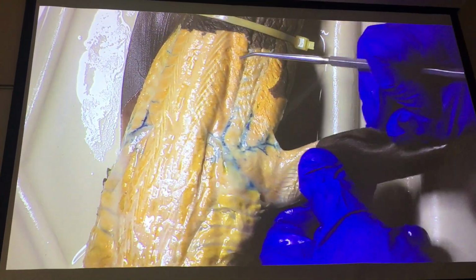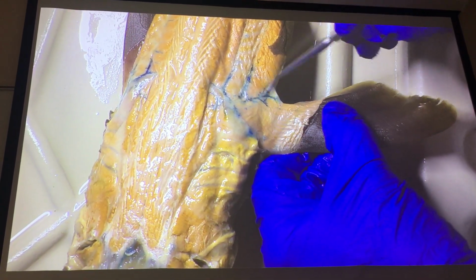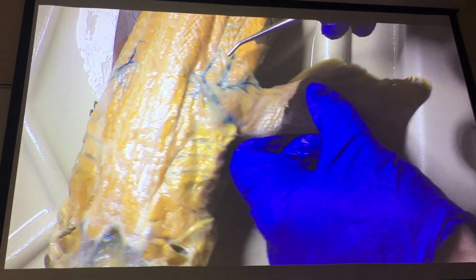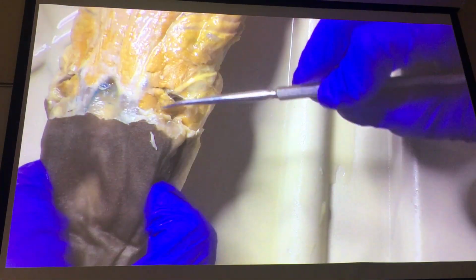Here's a very easy muscle to identify. It's on the dorsal aspect of the pectoral fin. That's the pectoral levator. You wish I'd ask action on that. That's a pretty straightforward one. Here as we are behind the head, we can see two muscles.